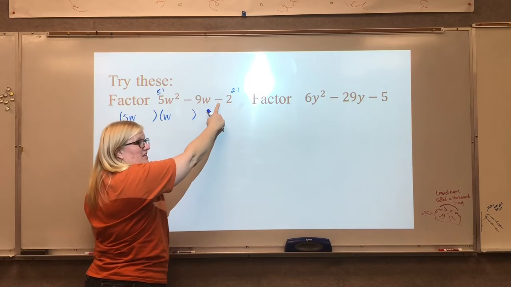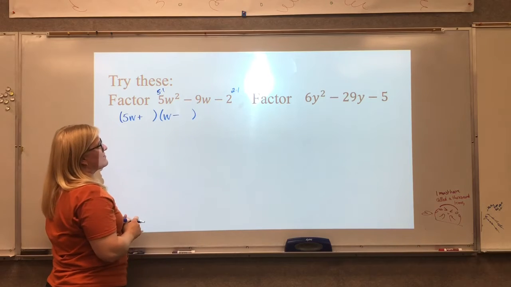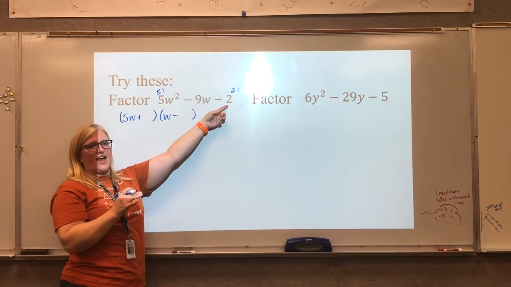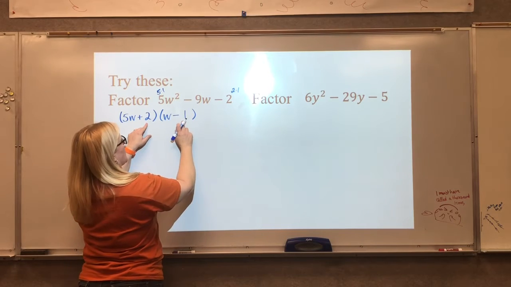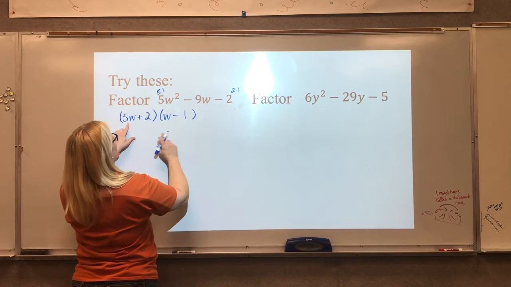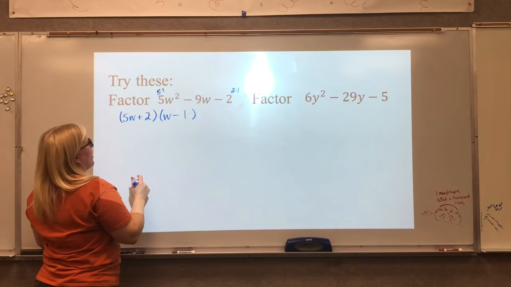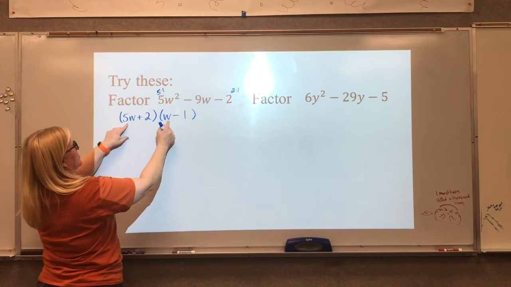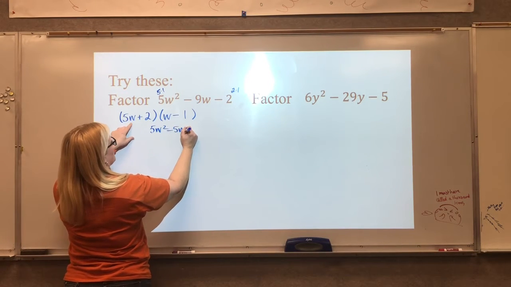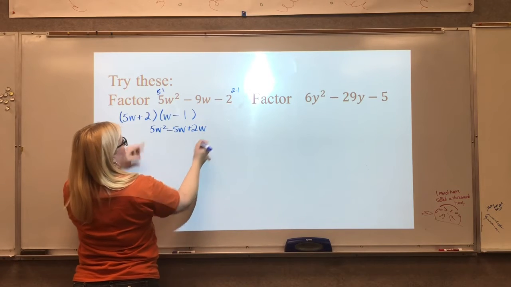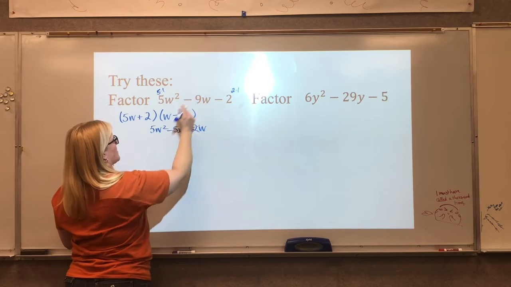And I have a negative here. So one of them has to be positive, one of them has to be negative. So let's just throw some factors in. Let's do 2 and 1, right? Because 2 times negative 1 gives me negative 2. 5W times W gives me 5W squared. All right, so I'm going to FOIL. 5W times W is 5W squared minus 5W plus 2W. Okay, I can stop. This gives me negative 3W, which I don't want.